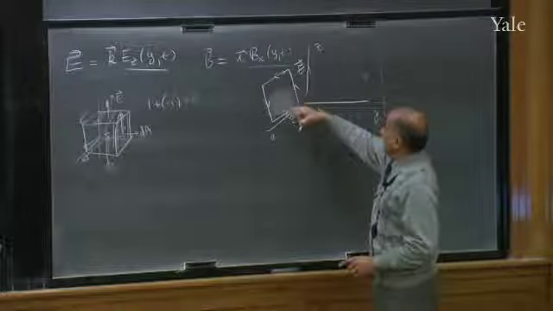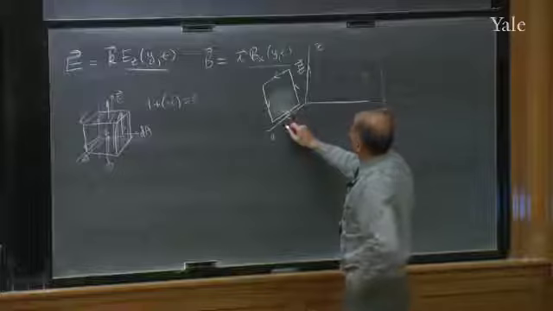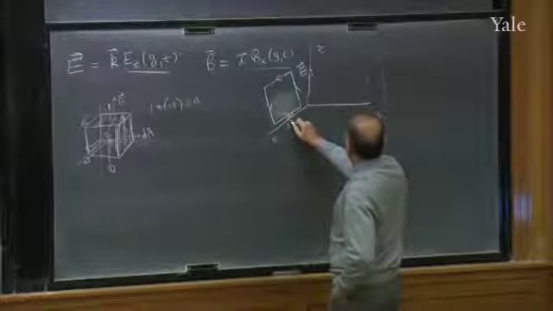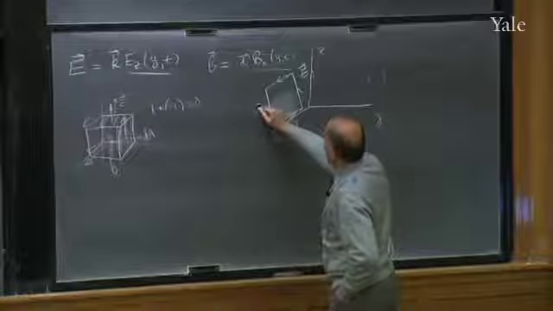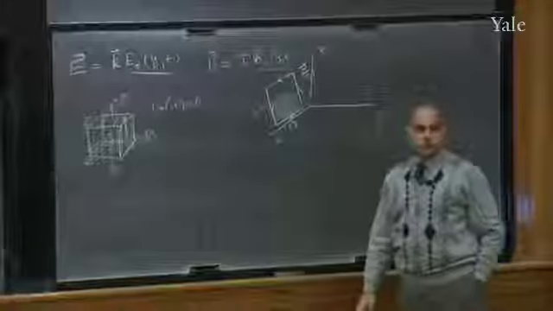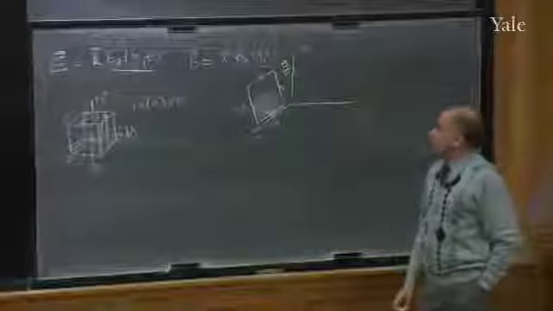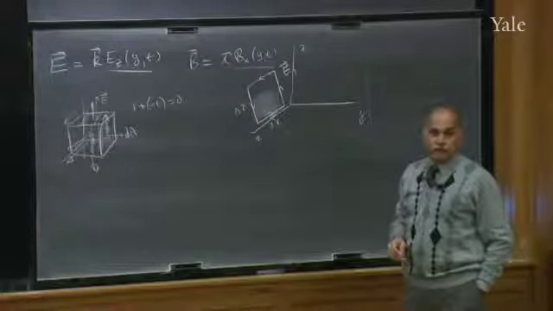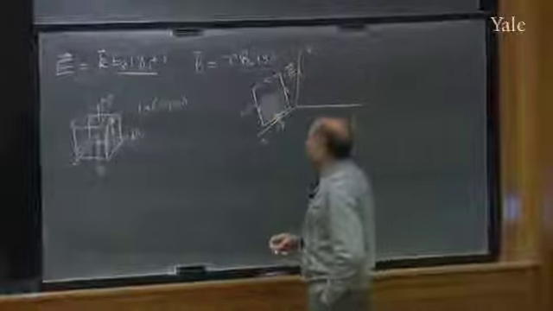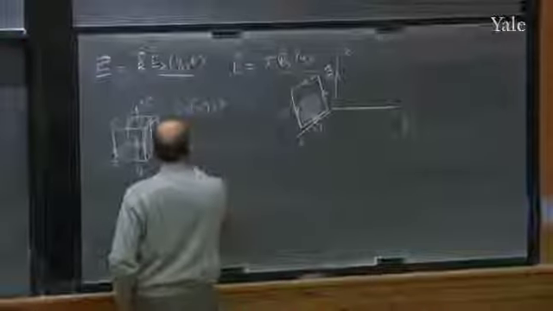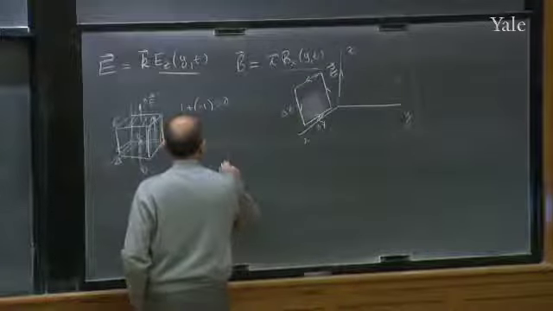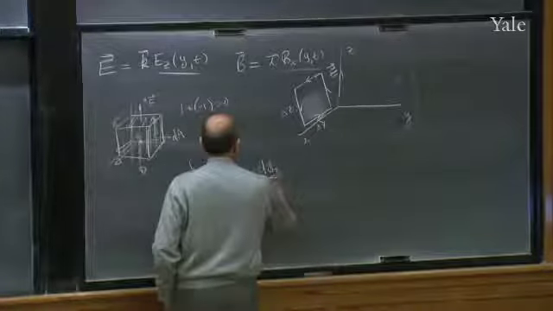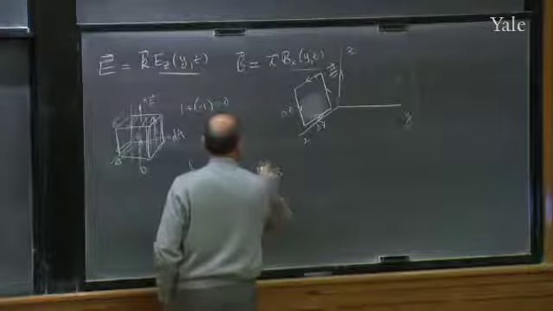In other words, this is a tiny loop of size delta x this way and delta z that way. And the area vector is coming out like that. So I have to now look at the line integral of E dot dl and equate it to minus d phi_B dt.